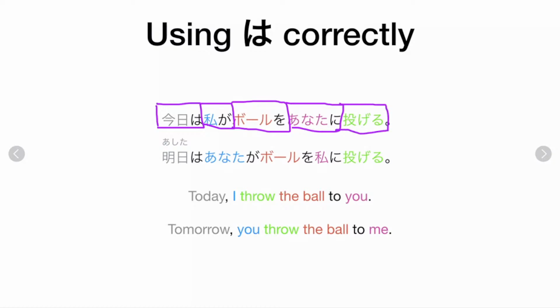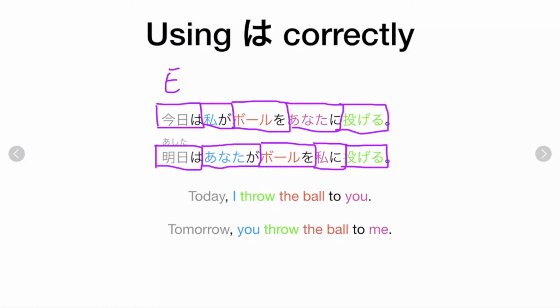You can see how this works. And then the next one is ashita wa, speaking of tomorrow. Anata ga, this is the new subject, and I've color-coded them, right? Boru o, this is the object. Watashi ni, this is the target. Nageru. So both sentences are ultimately E wa A ga C o D ni B. Okay? And by changing which words are marked by which particles, you change the meaning of the sentence. But the particles have the same function in every sentence.